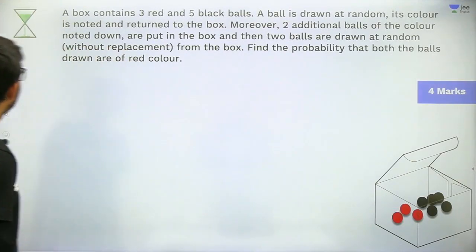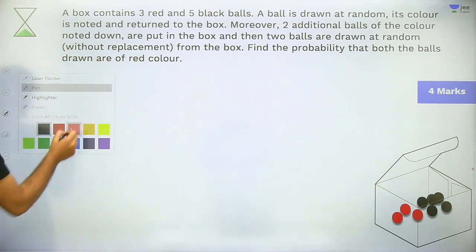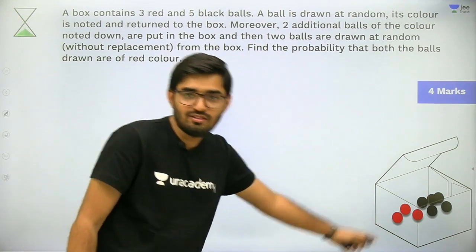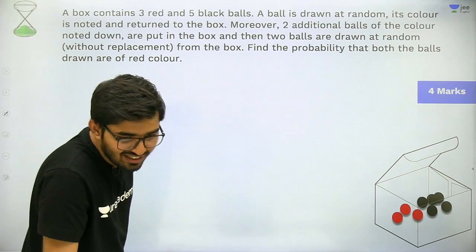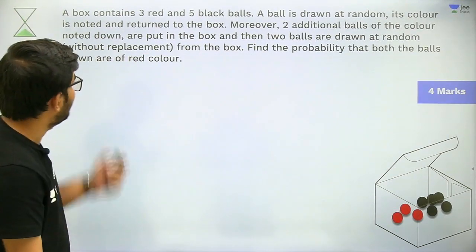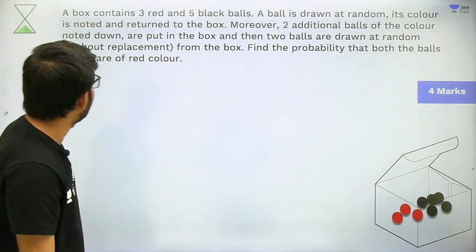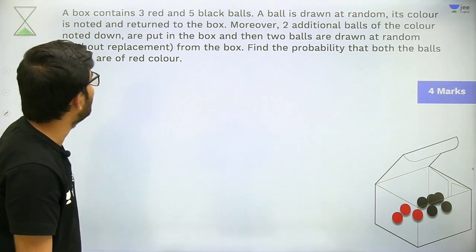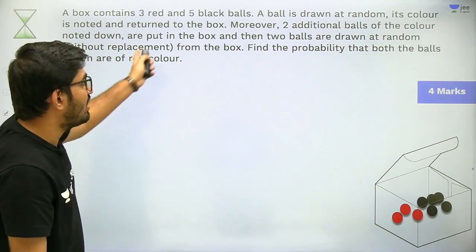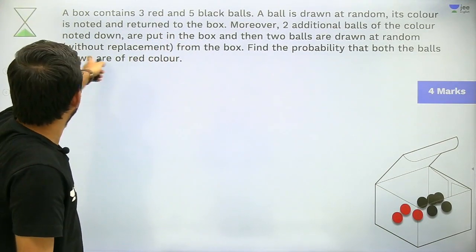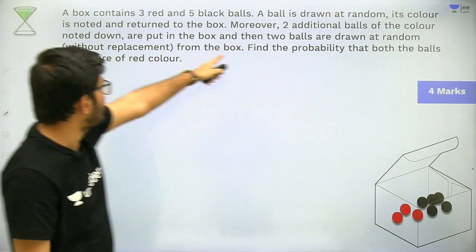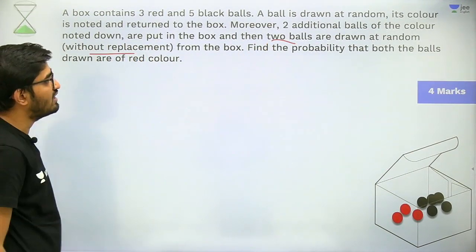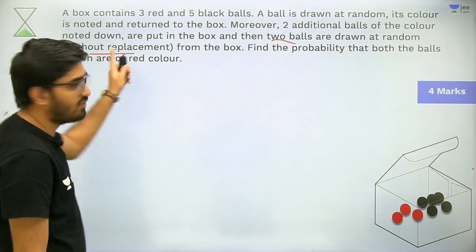Okay, next question. A box contains 3 red and 5 black balls. A ball is drawn at random, its color is noted down, and it is returned to the box. Moreover, 2 additional balls of the same color are put in the box. Then after that you take out 2 balls at random from the box without replacement. Find the probability that both the balls are of red color.